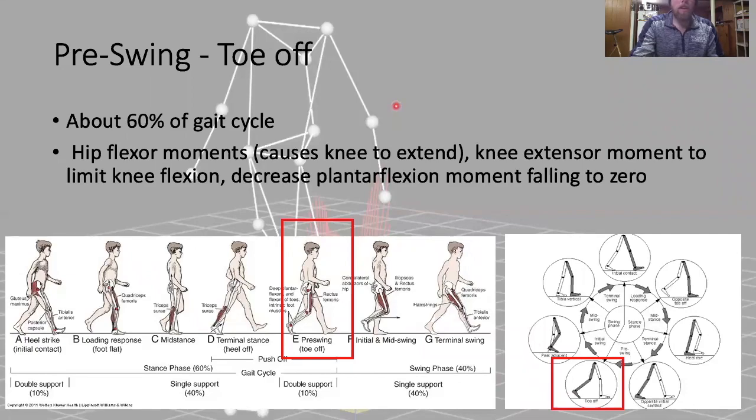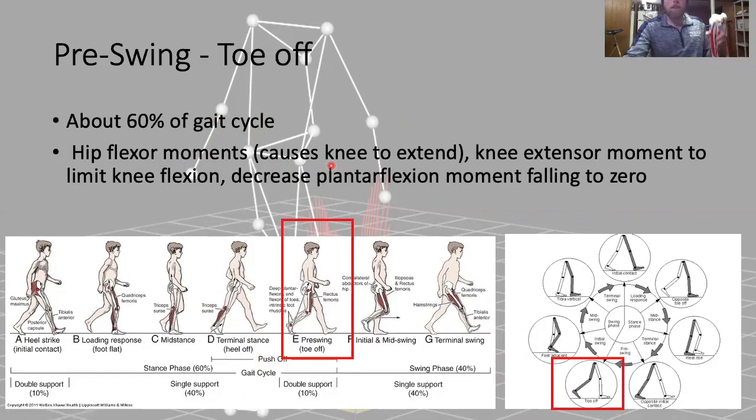Now we are in pre-swing, right? We're about 60% of the way through the gait cycle here. So we're starting to move into pre-swing, the beginning of the swing phase, right? 60% of the way through the gait cycle. Hip flexor moments cause the knee to flex. Hip flexion causes the knee to flex.